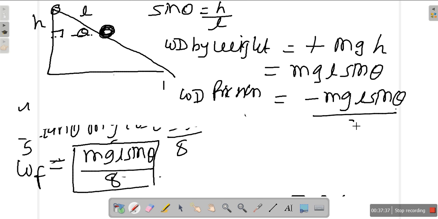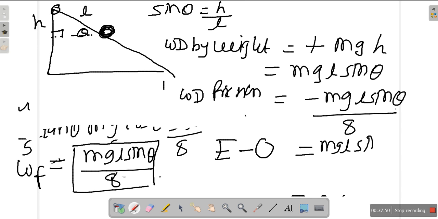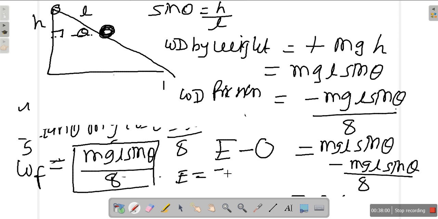Now we'll use change in the kinetic energy is equal to work done. So final kinetic energy is E, initial kinetic energy is 0, is work done by weight and work done by friction gives you mgL sine theta minus mgL sine theta upon 8. You can see 1 minus 1 by 8 is 7 by 8 and you will get the same answer, 7 by 8 into mgL sine theta.